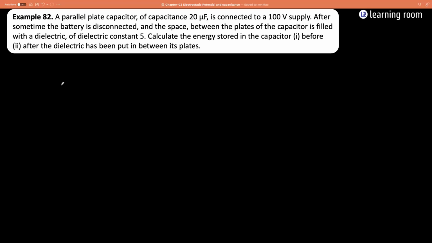Space between the plates of the capacitor is filled with a dielectric of dielectric constant 5. Is it completely filled or partially filled? Sir, fully filled. It is completely filled. At that time, what will you use? K times epsilon naught A by D. So have this in your mind and solve it. First collect the data and then approach in a systematic way.